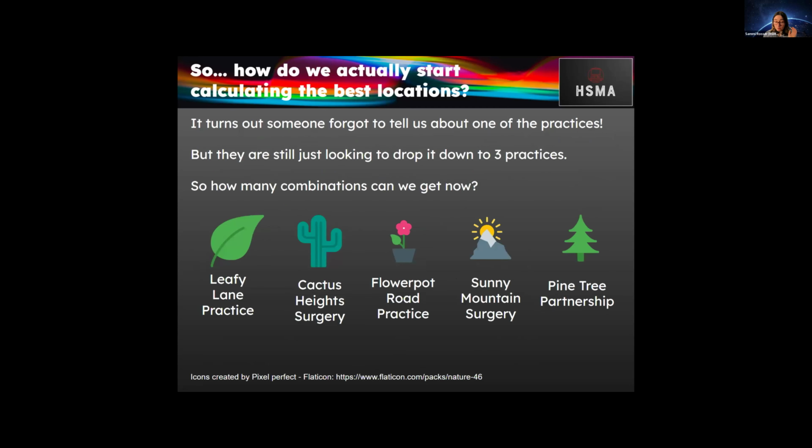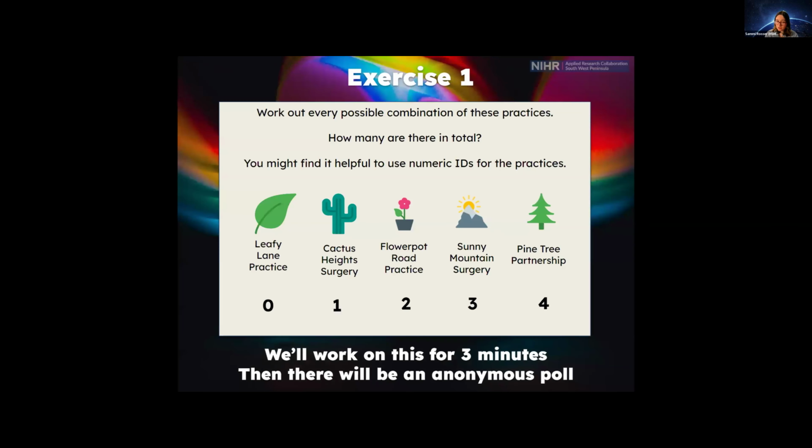Okay, so now it turns out someone forgot to tell us that there was actually a fifth practice that we needed to be considering, but they still just want to drop it down to 3 practices. So how many combinations exist at this point? I know that we can get tools to work it out for us, but I think it's useful to have a think about and start to understand how this number can increase.